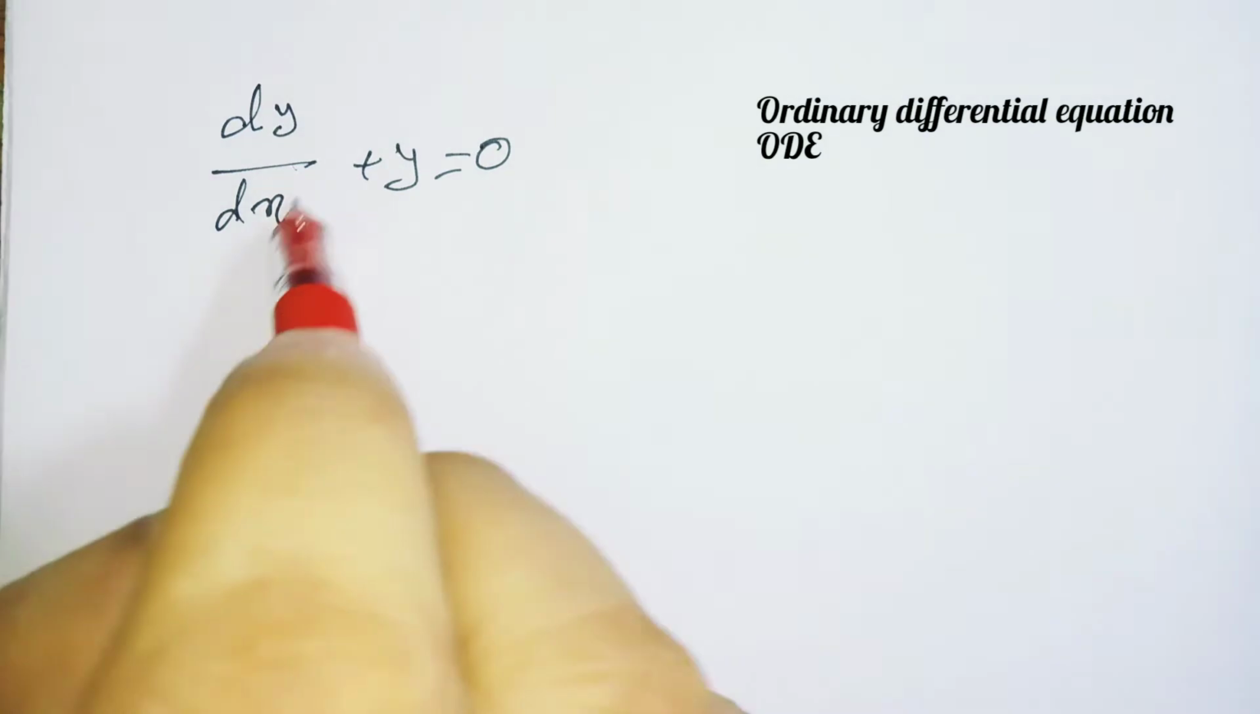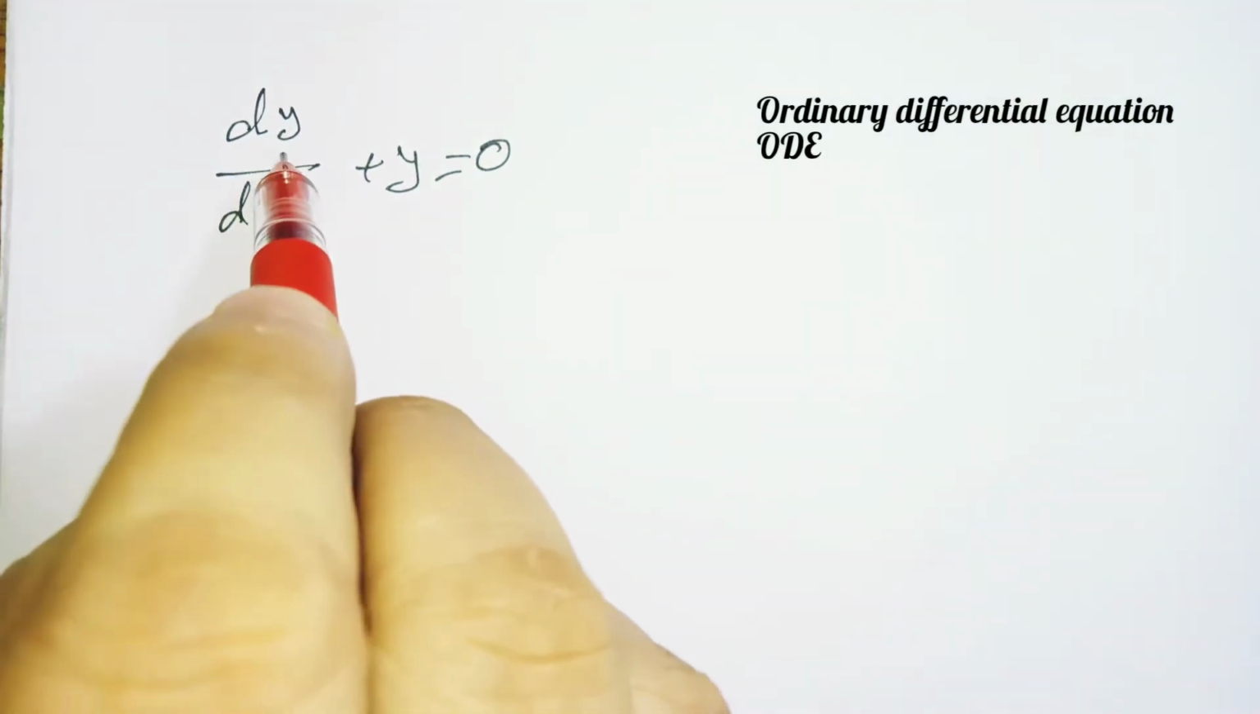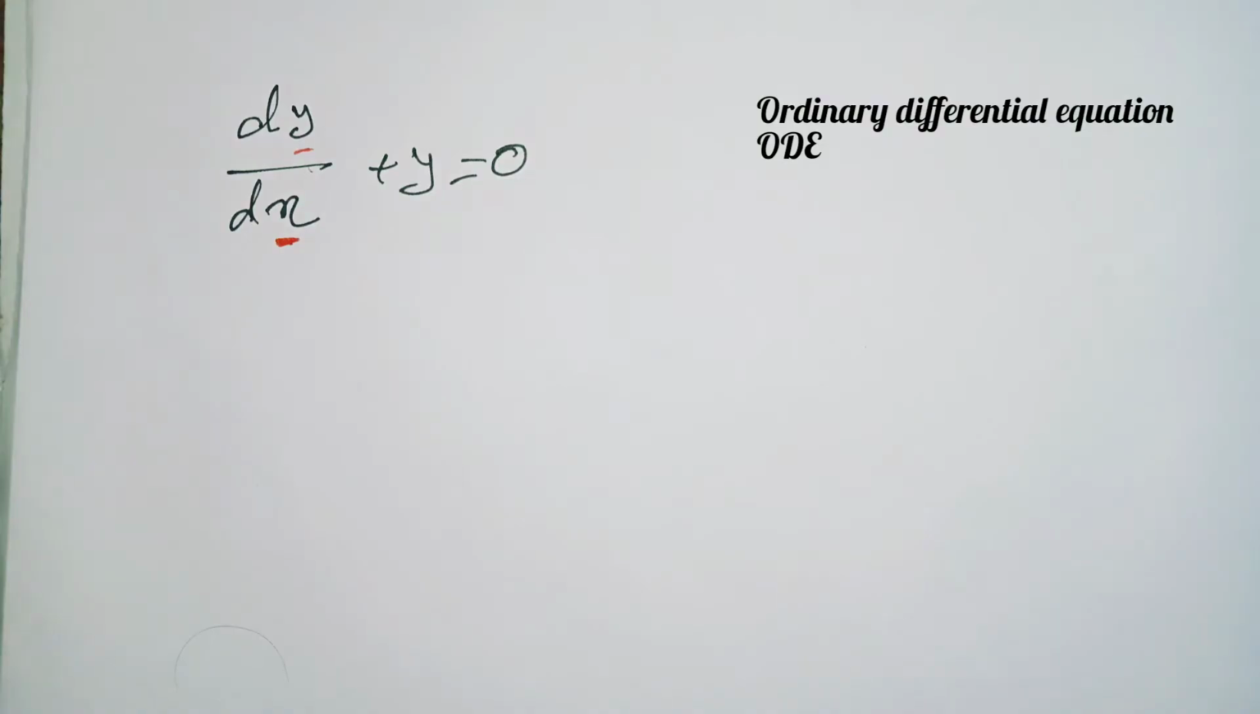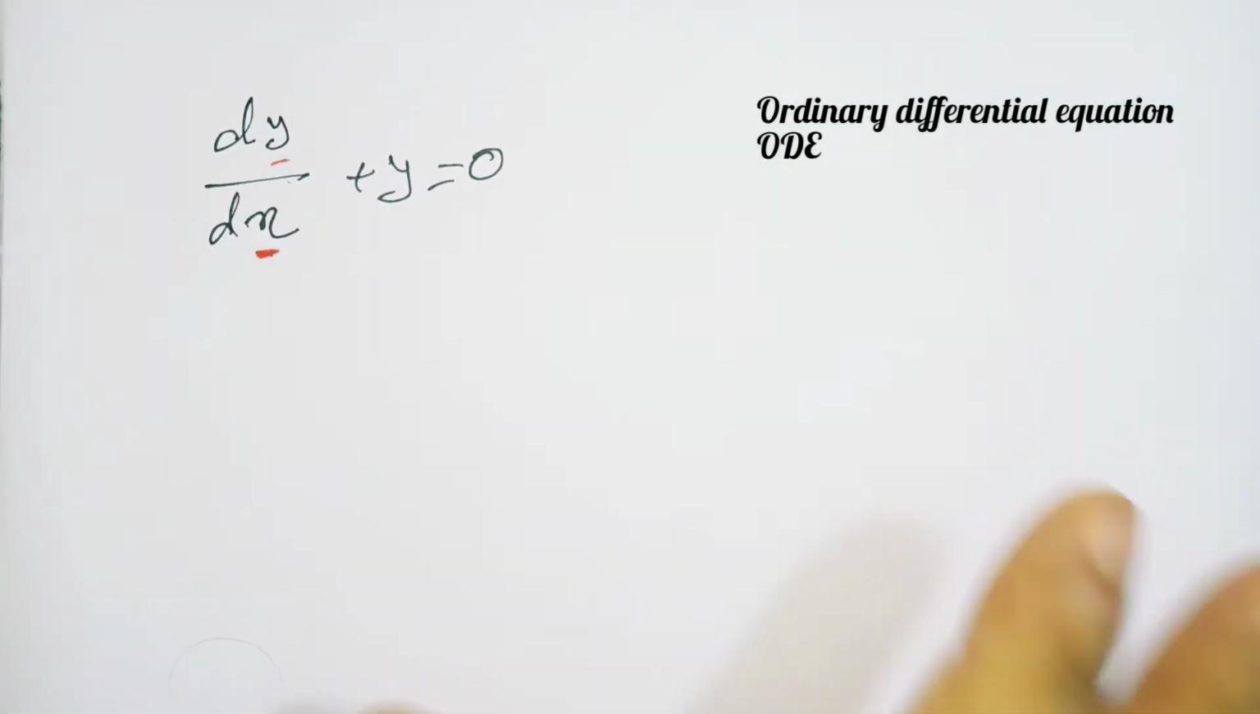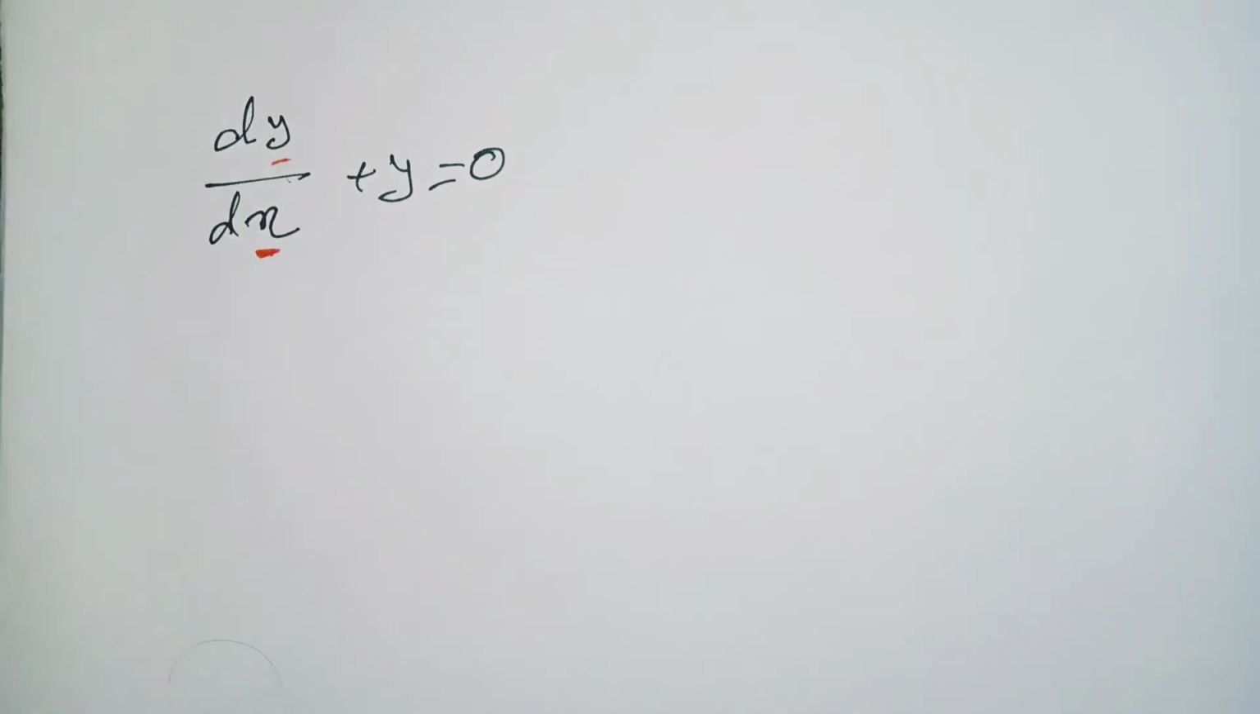Why ordinary? Because we have just two variables involved, x and y. So with respect to x, we are trying to find out the values, the function, etc.